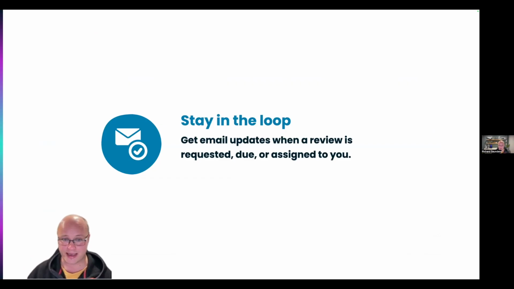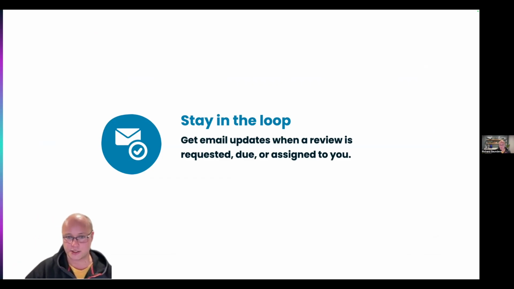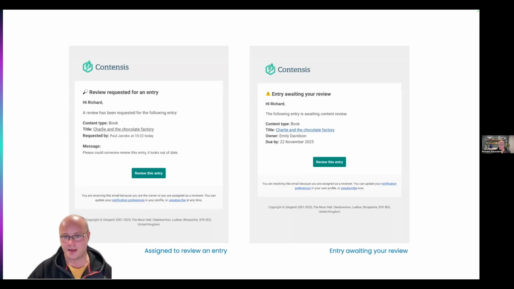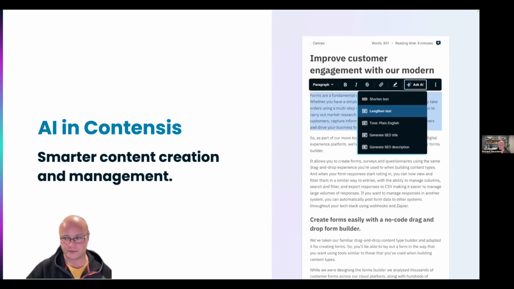Obviously, people need to be kept in the loop. So if they've got email notifications switched on, you'll get informed when a review has been requested, due, or assigned to you. And it's similar to our other notifications in Contensis. What we're trying to do is make sure that reviews are actionable, not just giving notification for the sake of giving a notification. So it's usually when something needs to be done. So yeah, we've kept to that focus on being actionable itself. So that's content reviews.